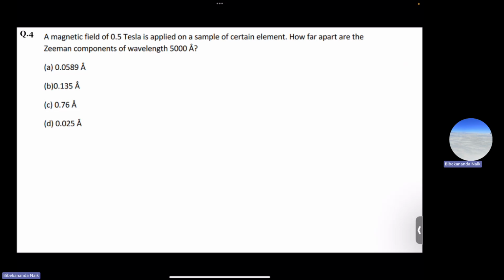This question is based on the fact that here a magnetic field is applied, and we know the splitting of a spectral line in the presence of a magnetic field is called the Zeeman effect. Also in the question it is given as Zeeman components. The same type of question we have already solved in a previous interaction session, so it will not be that difficult for you if you are following the interaction sessions regularly. I'll give you a few minutes to think about this question and try it, and then we'll discuss what will be the correct option.